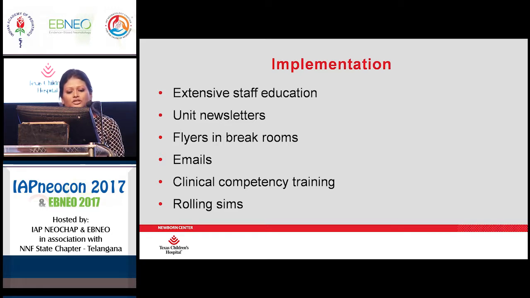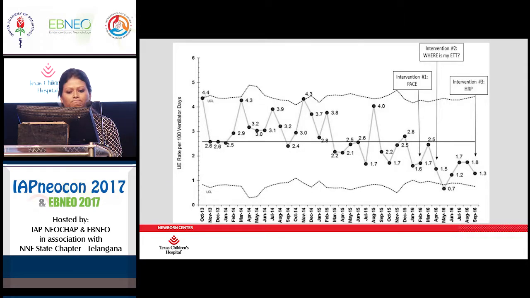They used unit newsletters, they put flyers in the break rooms, emails, all the typical things that you would do. But they also made it mandatory for their clinical competency training so that the nurses couldn't really opt out of it. And another unique thing they did was rolling sims, where during a particular shift, the charge nurse would go bedside to bedside, and the nurse can practice how she would secure the ET tube if she were to be moving the patient.